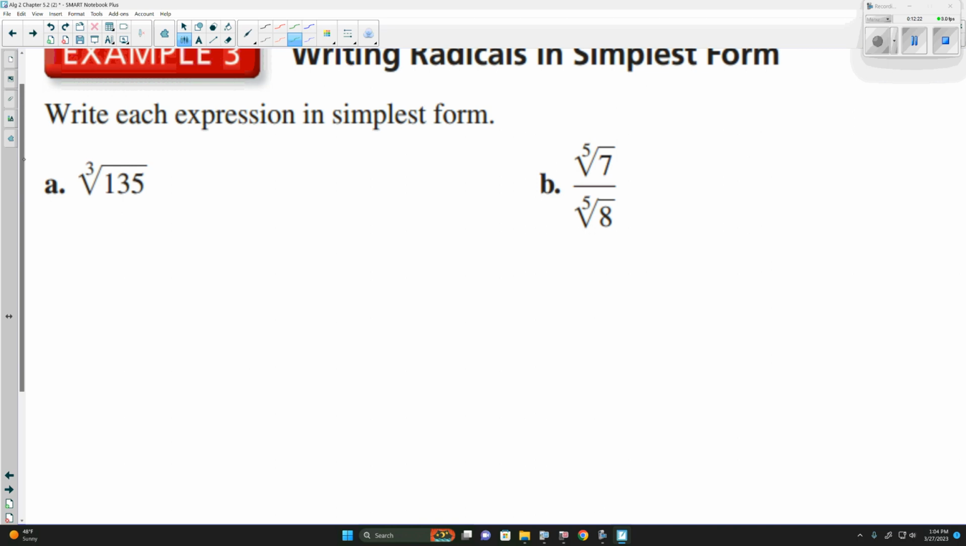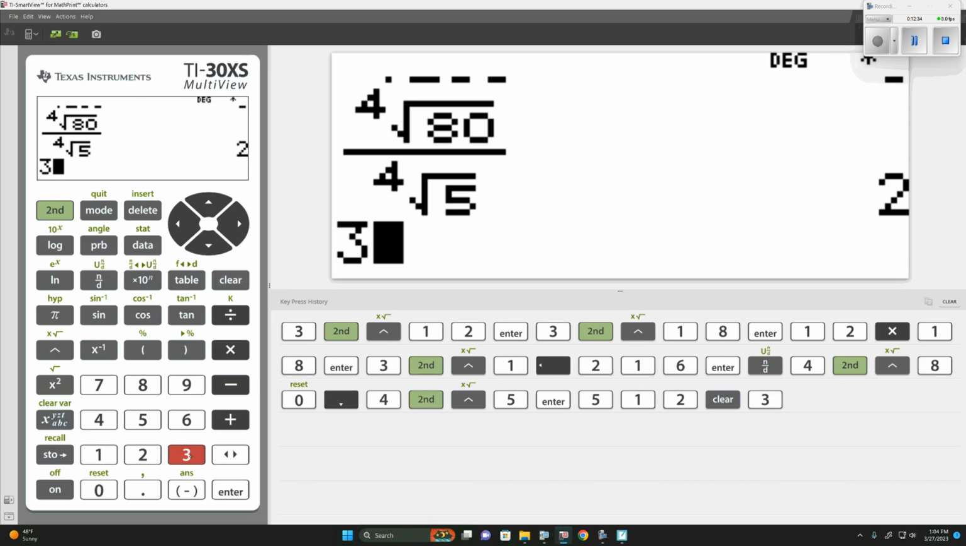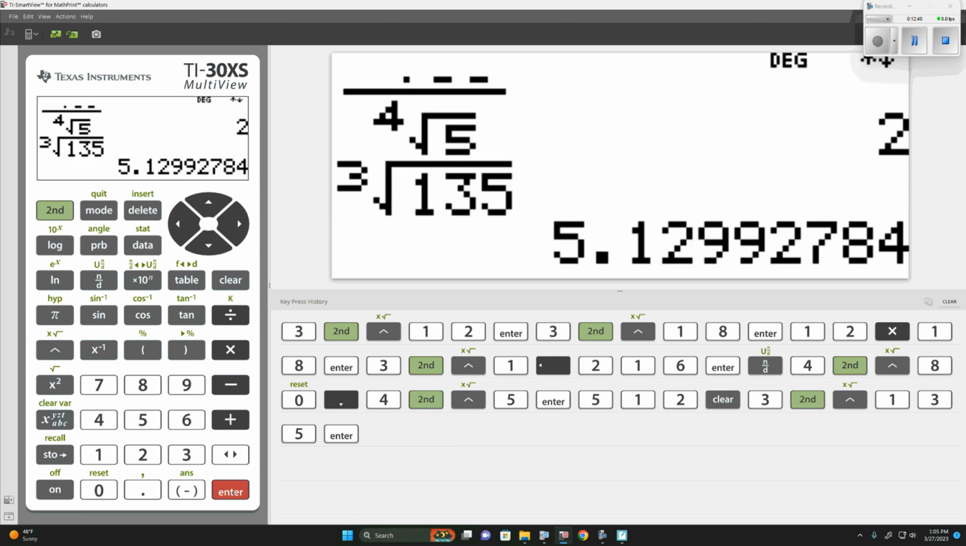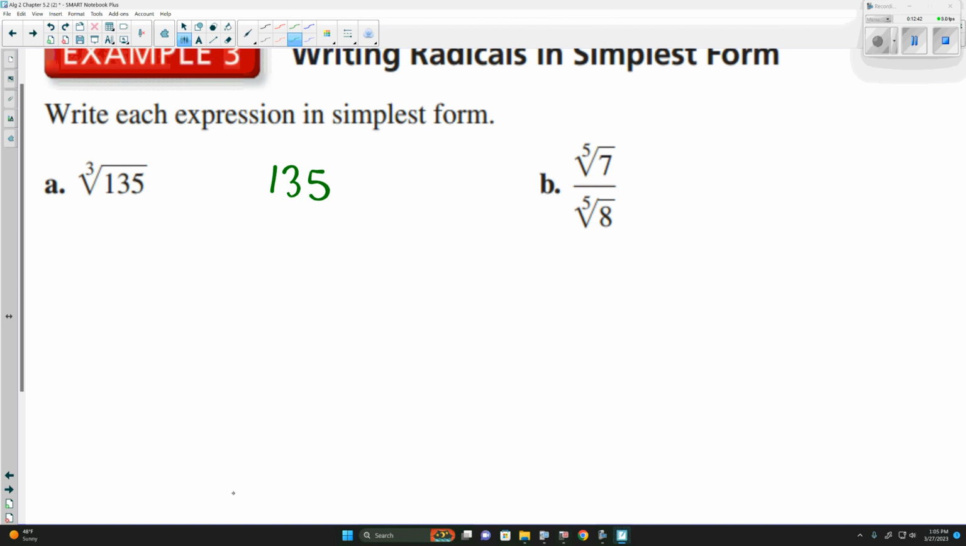Now let's look at the next one here, the cubed root of 135. Can we take the cubed root of 135? No. Now they want it in simplest form. Now it gives us a non-repeating, non-terminating decimal. So we have to look at the perfect cubes, or we want to find perfect cube factors of 135. Now 2 doesn't go into it, but what's the next prime number that will go into 135? 5.